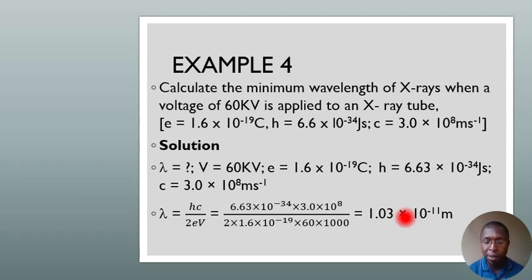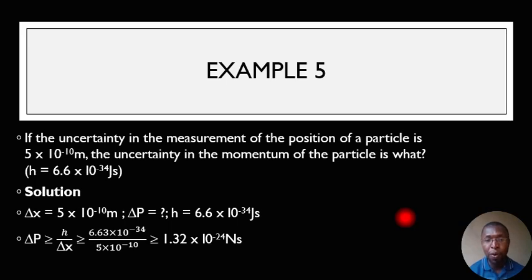So we solve the last example for today, and that's example 5. Here it says, if the uncertainty in the measurement of the position of a particle is 5 times 10 to the power minus 10 meters, the uncertainty in the momentum of the particle is what? Okay, now given that the Planck constant is 6.6 times 10 to the power minus 34 joule-seconds.